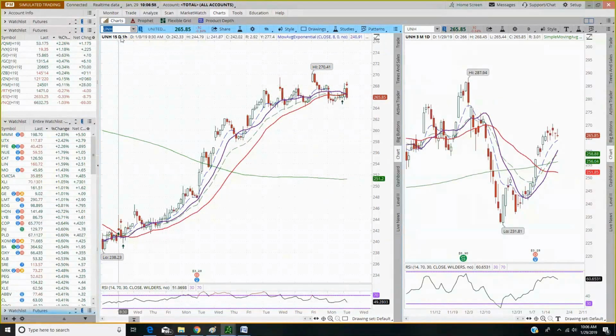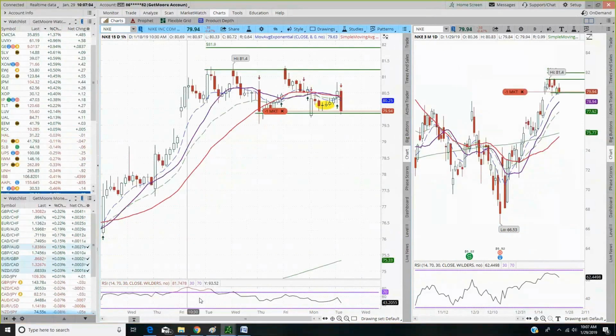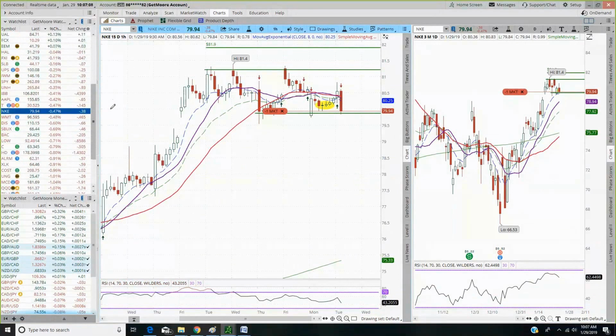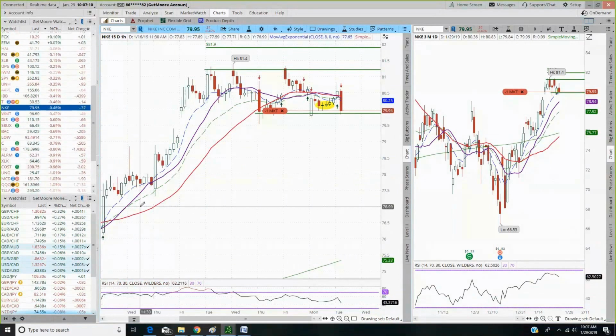What's another one? God, it's in my real money. Hang on. It is. Y'all got my watch list, right? I put my watch list in the university site.